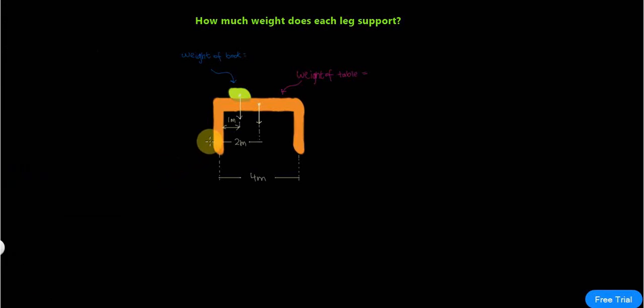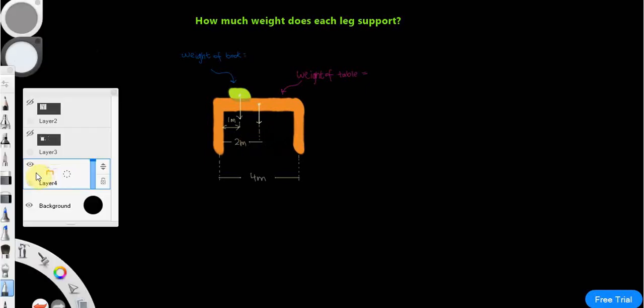In this specific one, we're going to look at some worked examples that involve concepts of torque. I'm going to give you guys three worked examples. The first one starts off pretty straightforward. We look at a table with a book on a table, and in essence we want to find out how much weight is being supported by each specific leg.